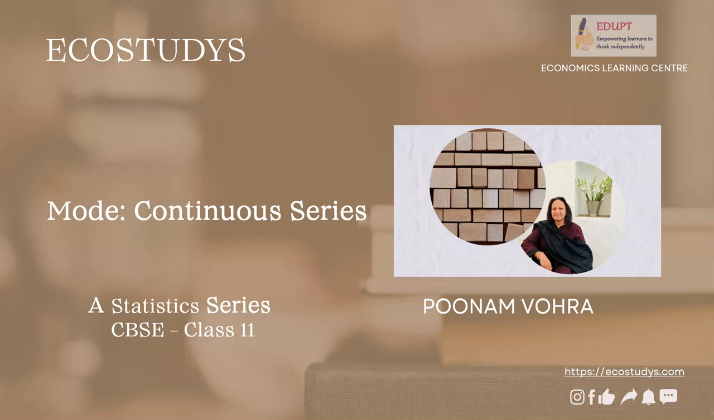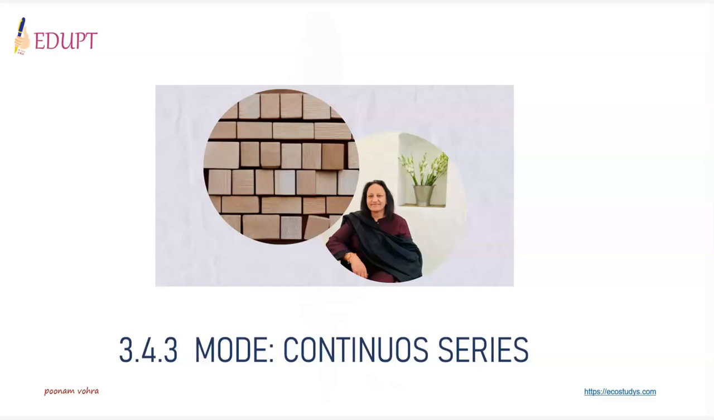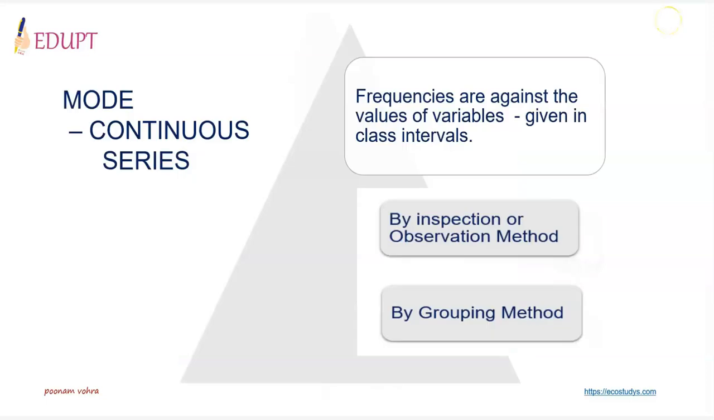So let's start. Hello everyone. So far, you have understood finding mode in individual series and in discrete series. Now let's move on to the continuous series. For calculation of mode in continuous series, there is corresponding frequency given against the values of variable or items termed as x, x being in the form of class intervals.